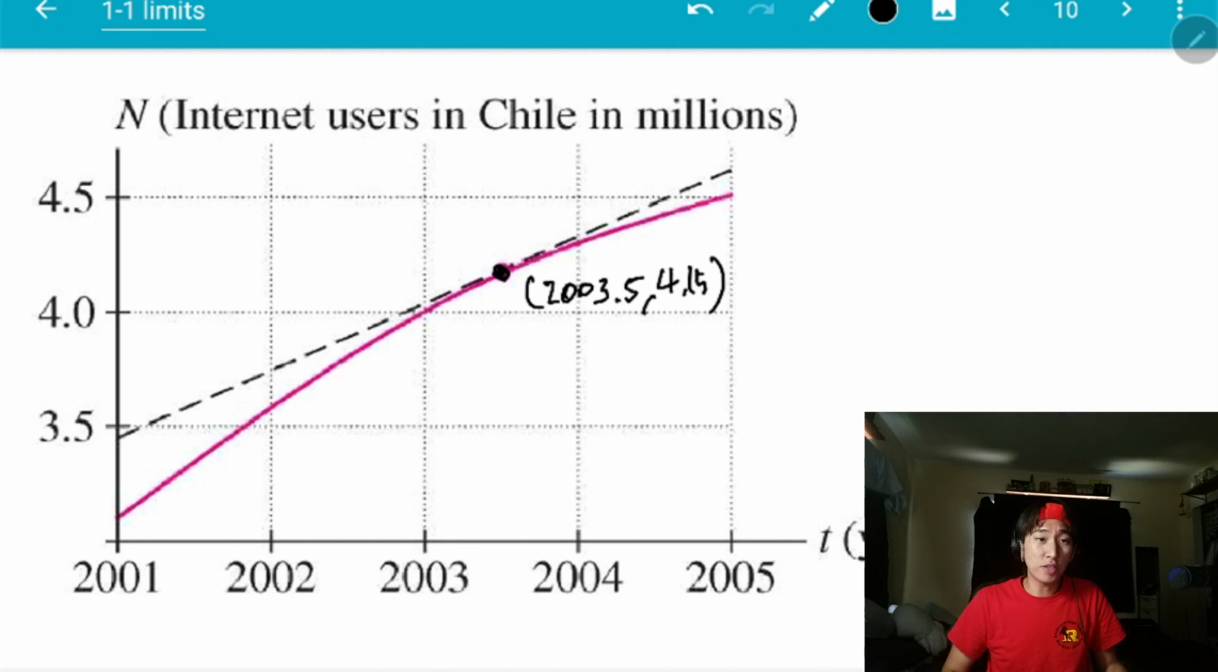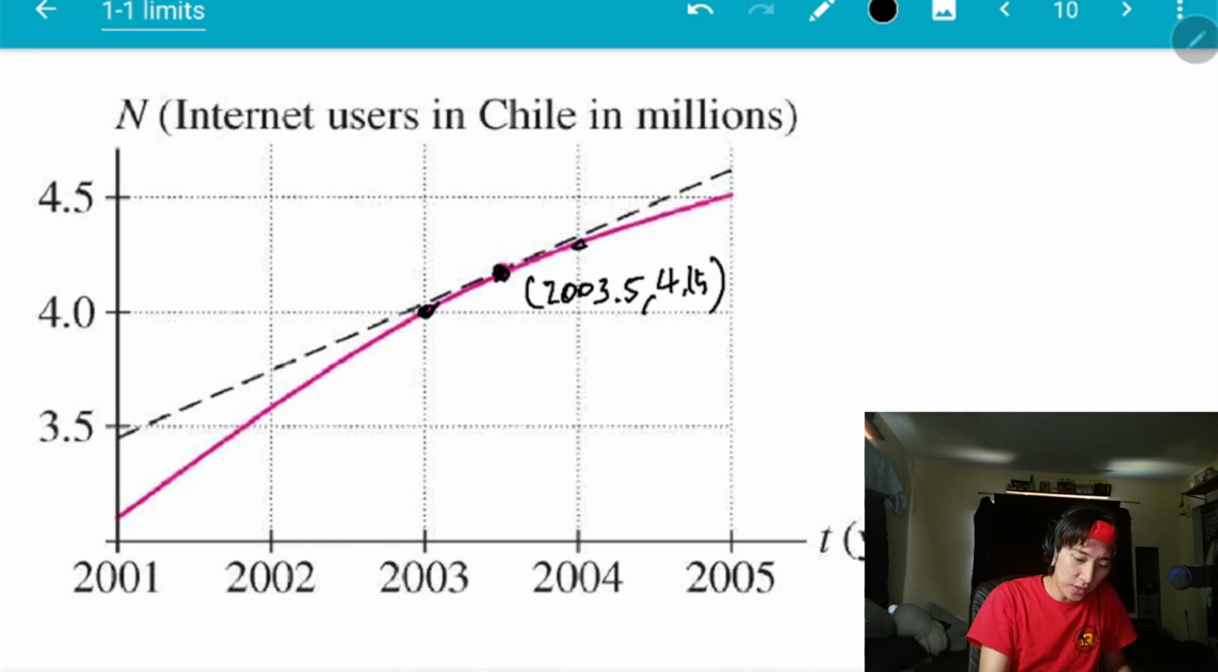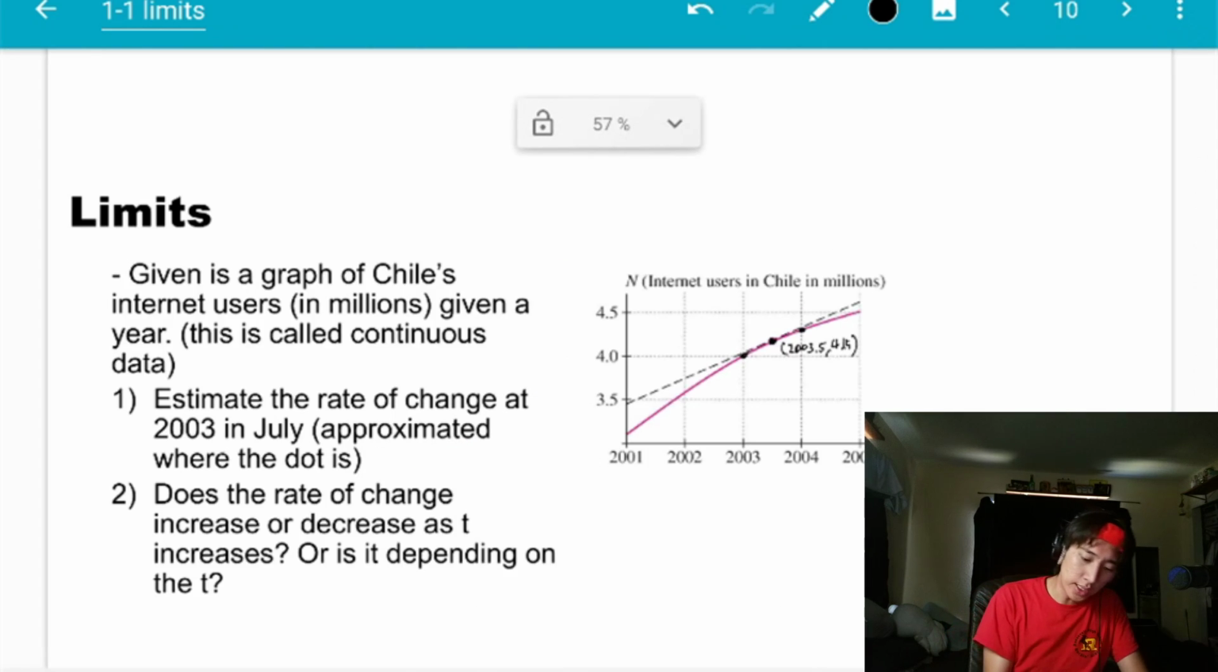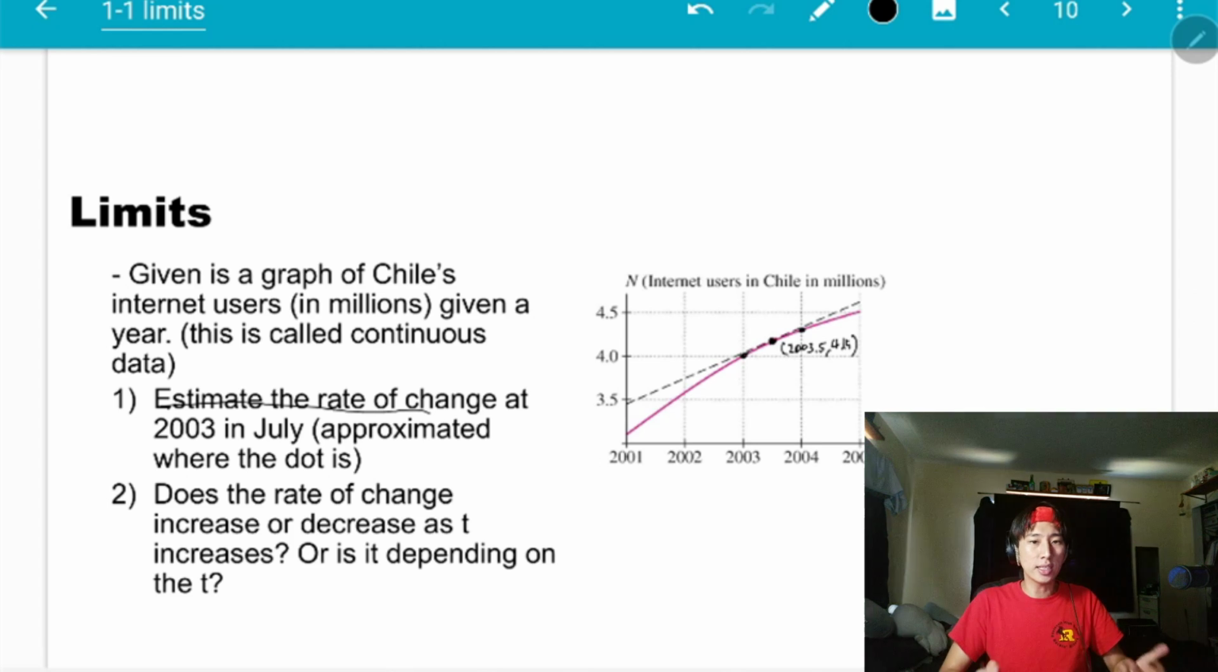Some of you guys might have said it's 4.1, and some of you guys might have said it's 4.2. Some of you guys might have gone from here to here. Some of you guys might have gone from here to here. There's a lot of different options and a lot of different guesses that you guys could have done. But again, if you're finding the rate of change, like it says, what is the rate of change approximated where the dot is, or estimate the rate of change. Whenever it says estimate rate of change, that's just kind of a hint for saying, hey, find the slope as best as you can.